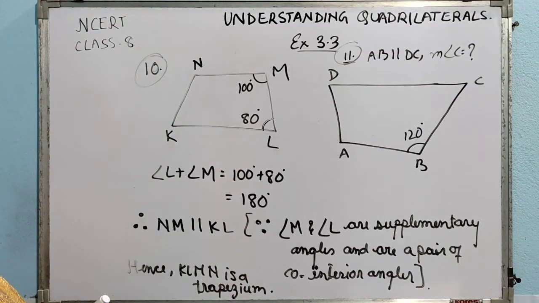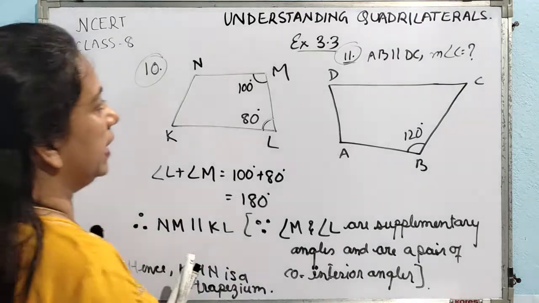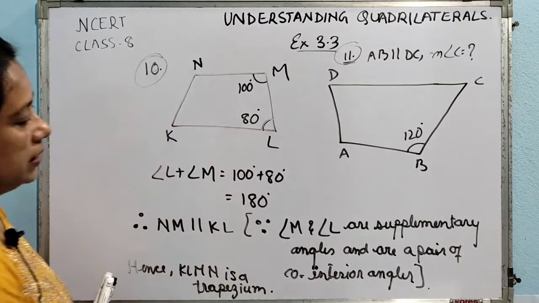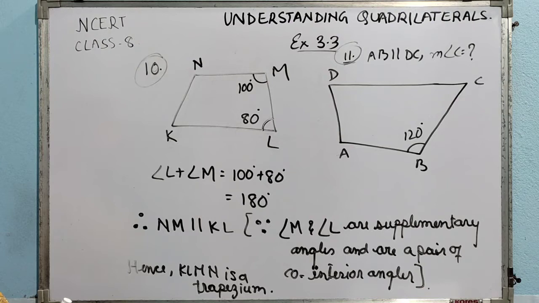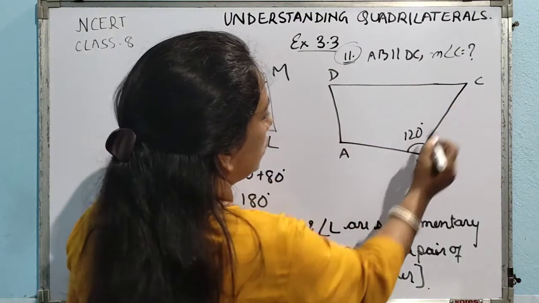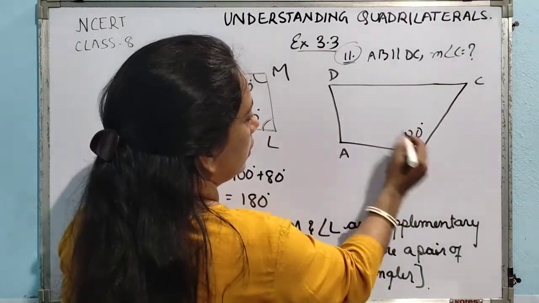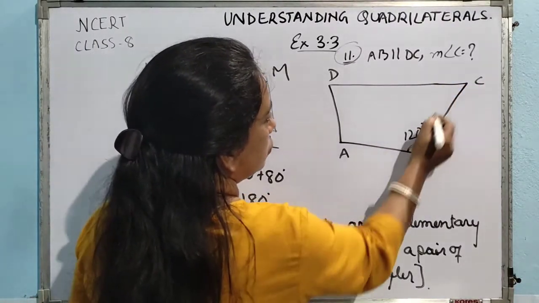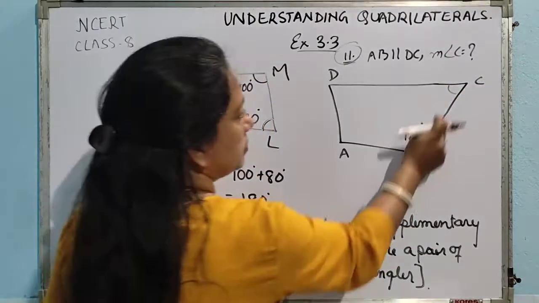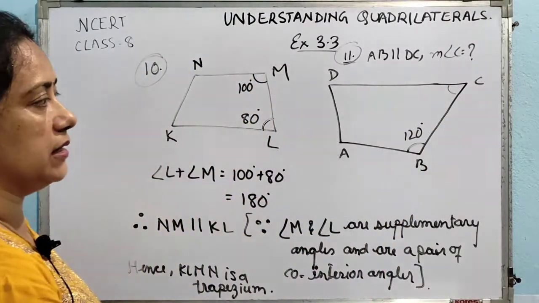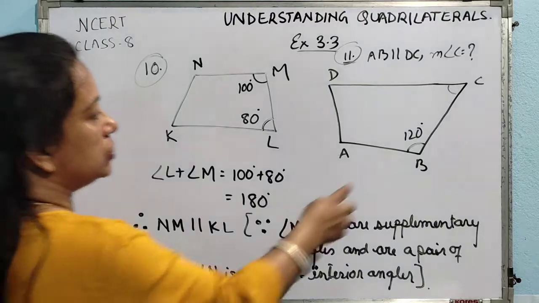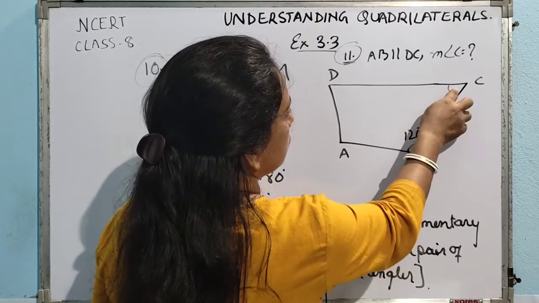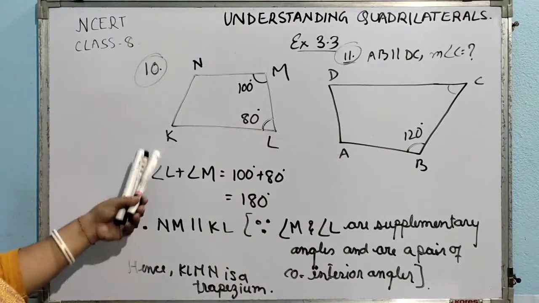Okay, done. Now, going to question number 11, they have given that AB is parallel to DC, and we need to find out the measure of C. Very simple. See, this is parallel to this, and we know that when two lines are parallel and they are being intersected by a transversal, then these two angles will form co-interior angles. So, this plus this has to be 180 degree. So, if the sum of these two has to be 180 degree, definitely this will be 60 degree. Very simple.